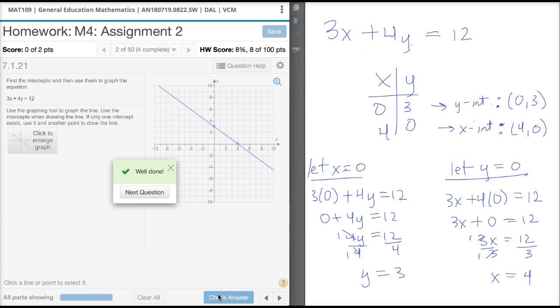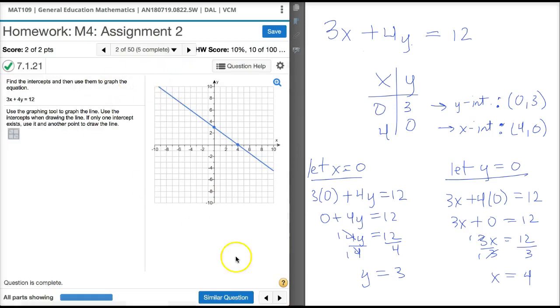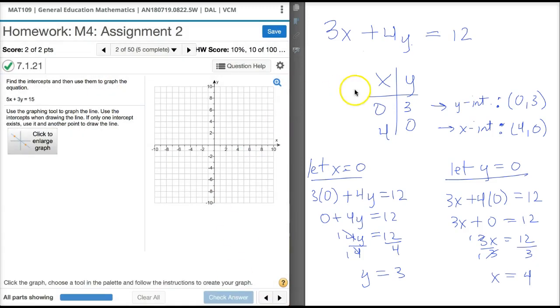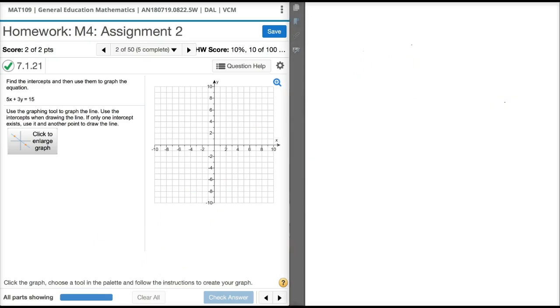Now, I'm going to do a similar question to this one, just to show you that if you want to take a different approach to graphing a line like this, you can do it that way as well. So I'm going to click similar question, and I'm going to erase this, and we're going to do this a totally different way now, okay? The way that we're going to do this similar question is we're going to use more of the rise over run approach.